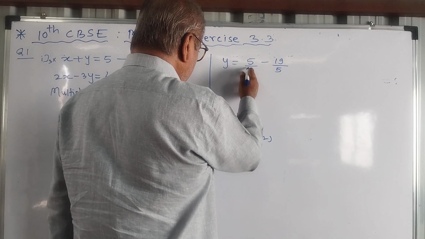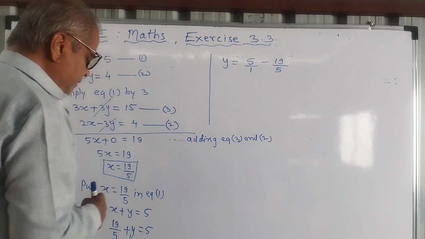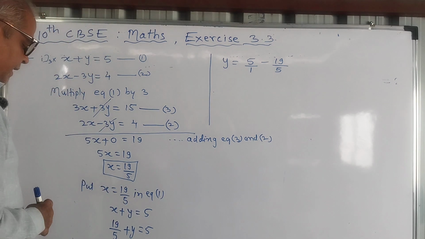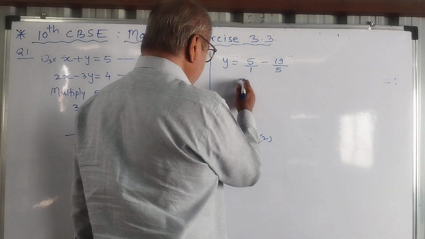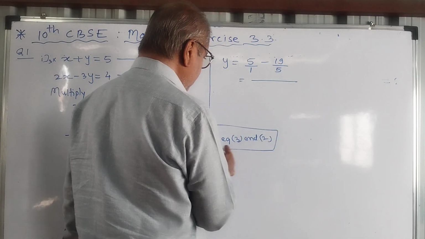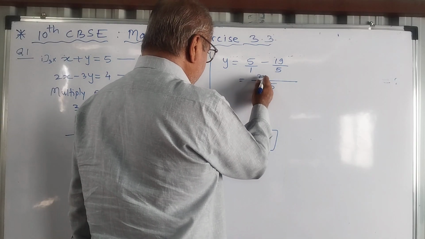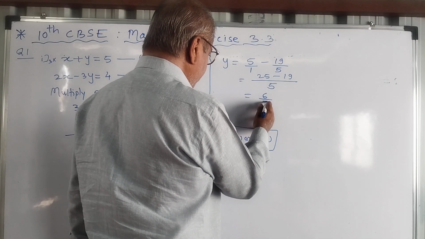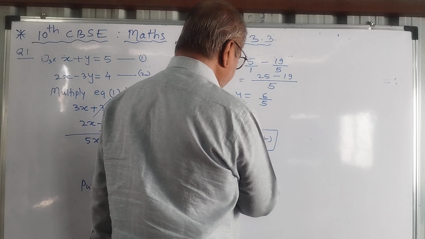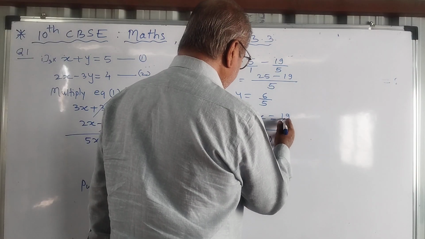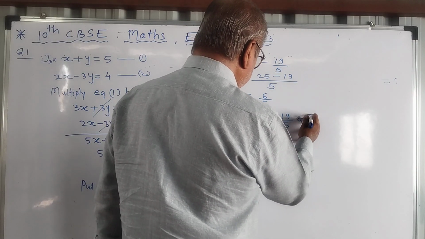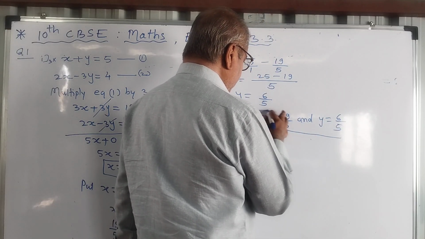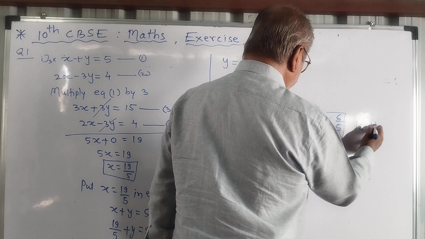So 5 upon, what is it here? 1, I can write 1. So y upon 1 is equals to 5 upon 1 minus 19 upon 5. Cross multiplication. So here it is 5 times 5 is 25 minus 19. So it will be 6 upon 5. So final answer, therefore x is equals to 19 upon 5 and y is equals to 6 upon 5 is the solution.